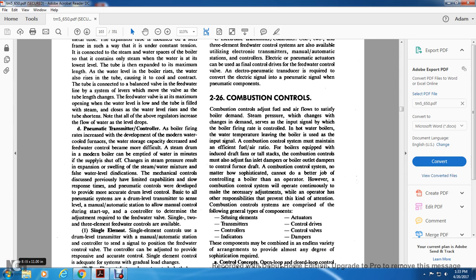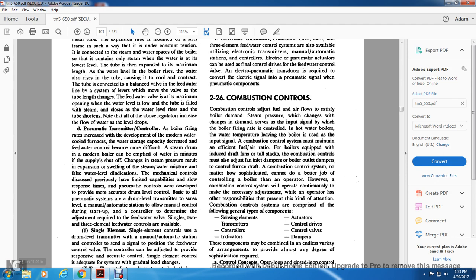The mechanical controls discussed previously have limited capabilities and low response time. Pneumatic controls were developed to provide more accurate drum level control. Basic to all pneumatic systems, the drum level transmitter sends the sensed level to a manual automatic station to allow manual control during startup. The controller determines the adjustment required of the feed water.